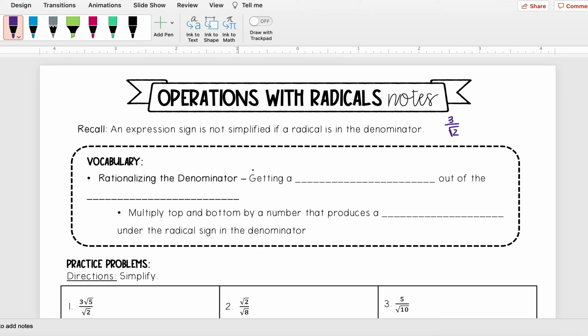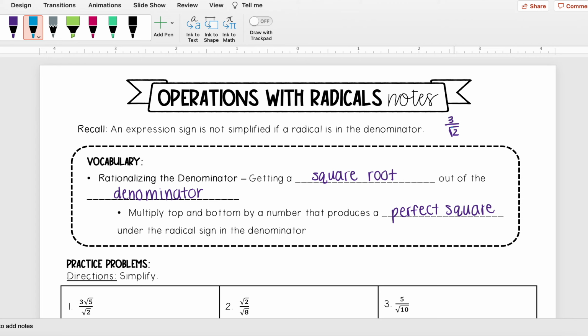What that means is we're getting a square root out of the denominator, or in other words, a radical out of the denominator. To do that, we're going to multiply top and bottom by a number that produces a perfect square under the radical sign in the denominator. So let's talk about that for a little bit.